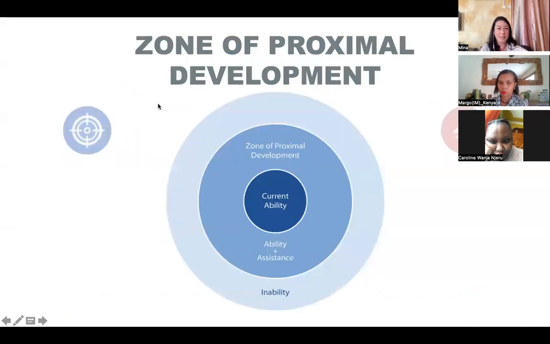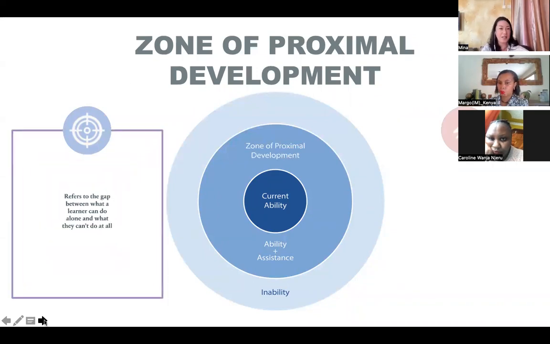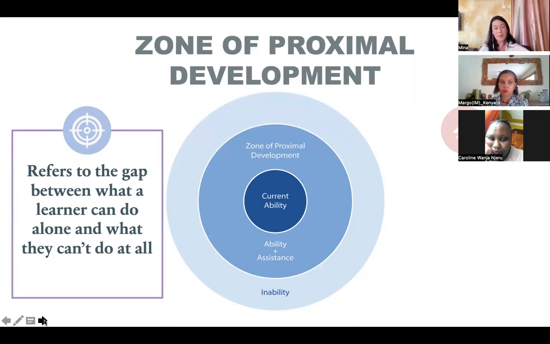So ZPD, as I said, is the zone, I'm sorry, not the zone of proximal distance, but the zone of proximal development, which sounds very scientific and complicated, but it's actually something that all of us are aware of. It just gives it a fancy name. So what the ZPD is, it's the gap between what you can do alone and what you can't do at all. So if I take a language example.